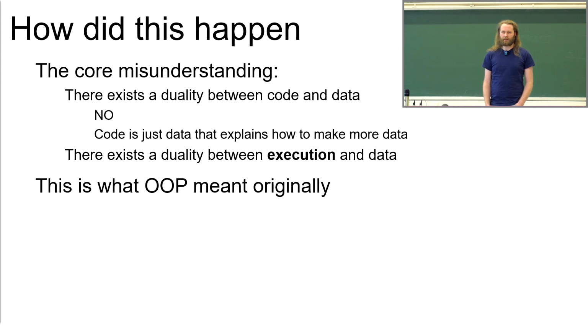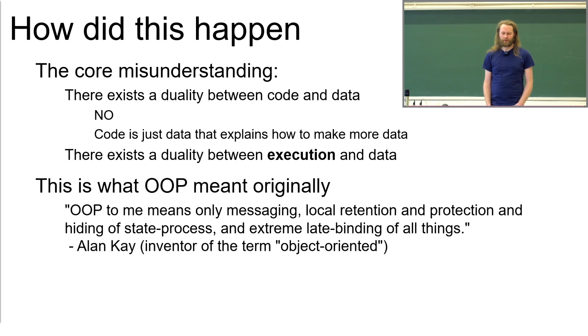This is incidentally what object-oriented programming meant originally, as defined by Alan Kay. Object-oriented programming, to me, means only messaging, message passing, local retention and protection. Okay, that's our local variable inside our local state machine or our local process. Our state process, good, there's our state machine. An extreme late binding of all things. Okay, that one's unique, that one's different.